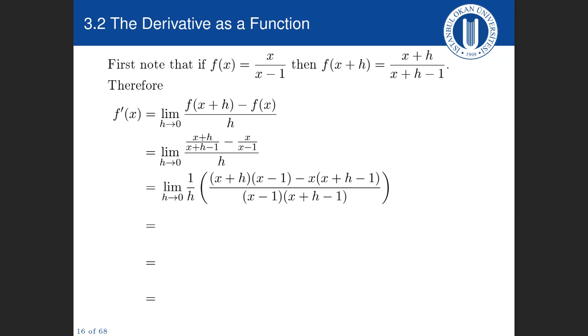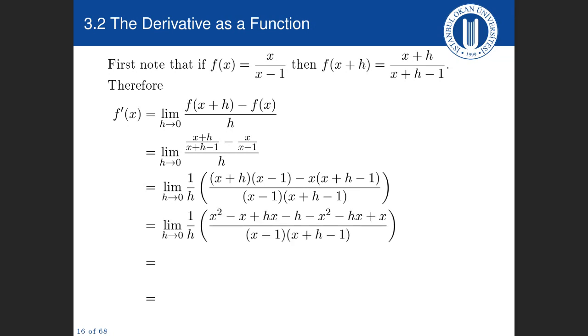I want to simplify this and then calculate the limit. First, let's multiply everything out. The limit of 1 over h, and then x squared minus h plus hx minus h minus x squared minus hx plus x. What can we cancel here?